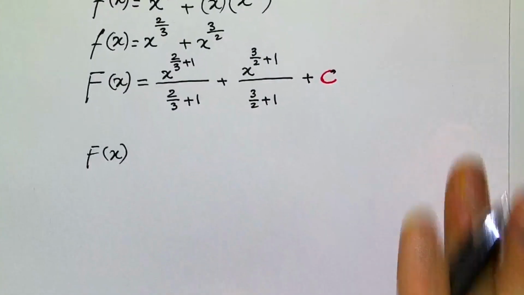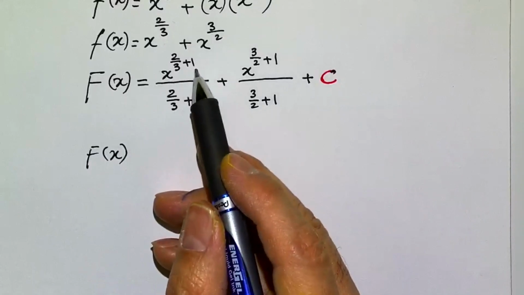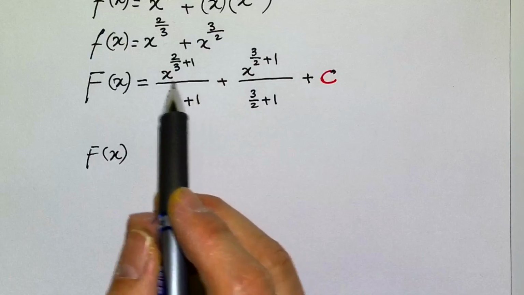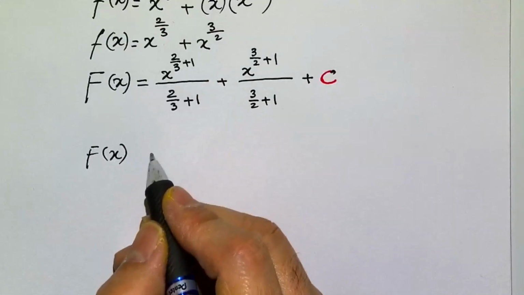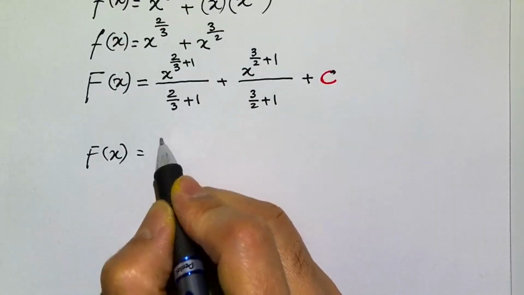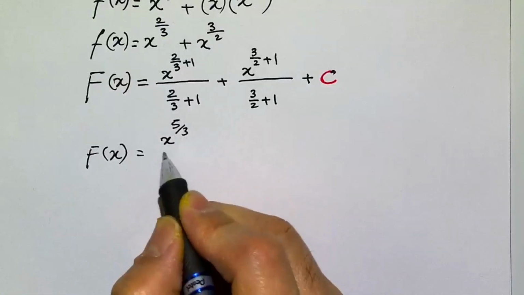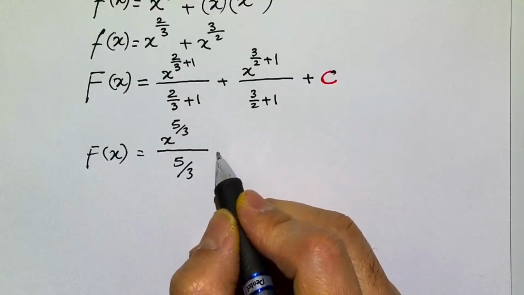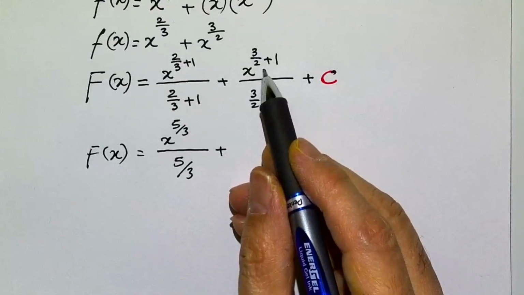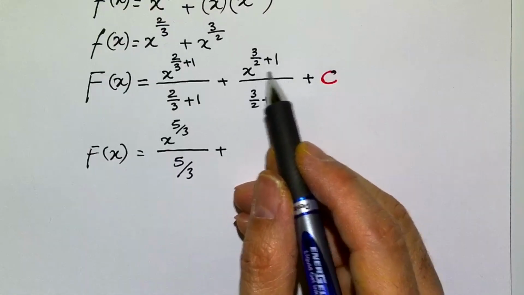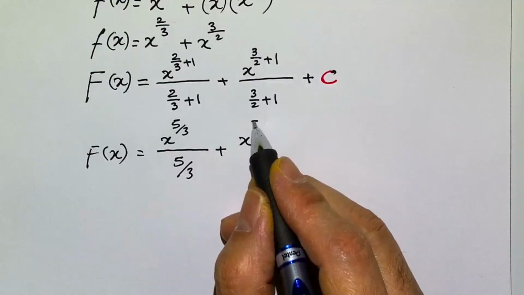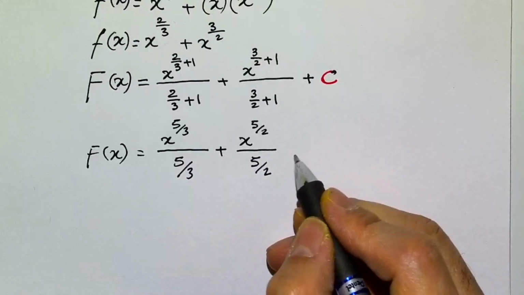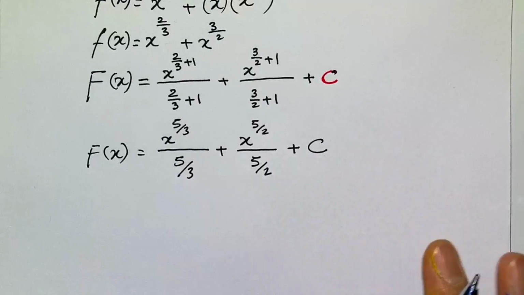Okay, so then let's simplify this. We have the antiderivative equals 2/3 plus 1, then we can get 5/3. That's 5/3. So let us write that. x to the 5/3 power divided by the new power, 5/3, plus that one. So again, 5/2 this time. So plus x to the 5/2 divided by the new power, which is 5/2, and of course plus the constant.